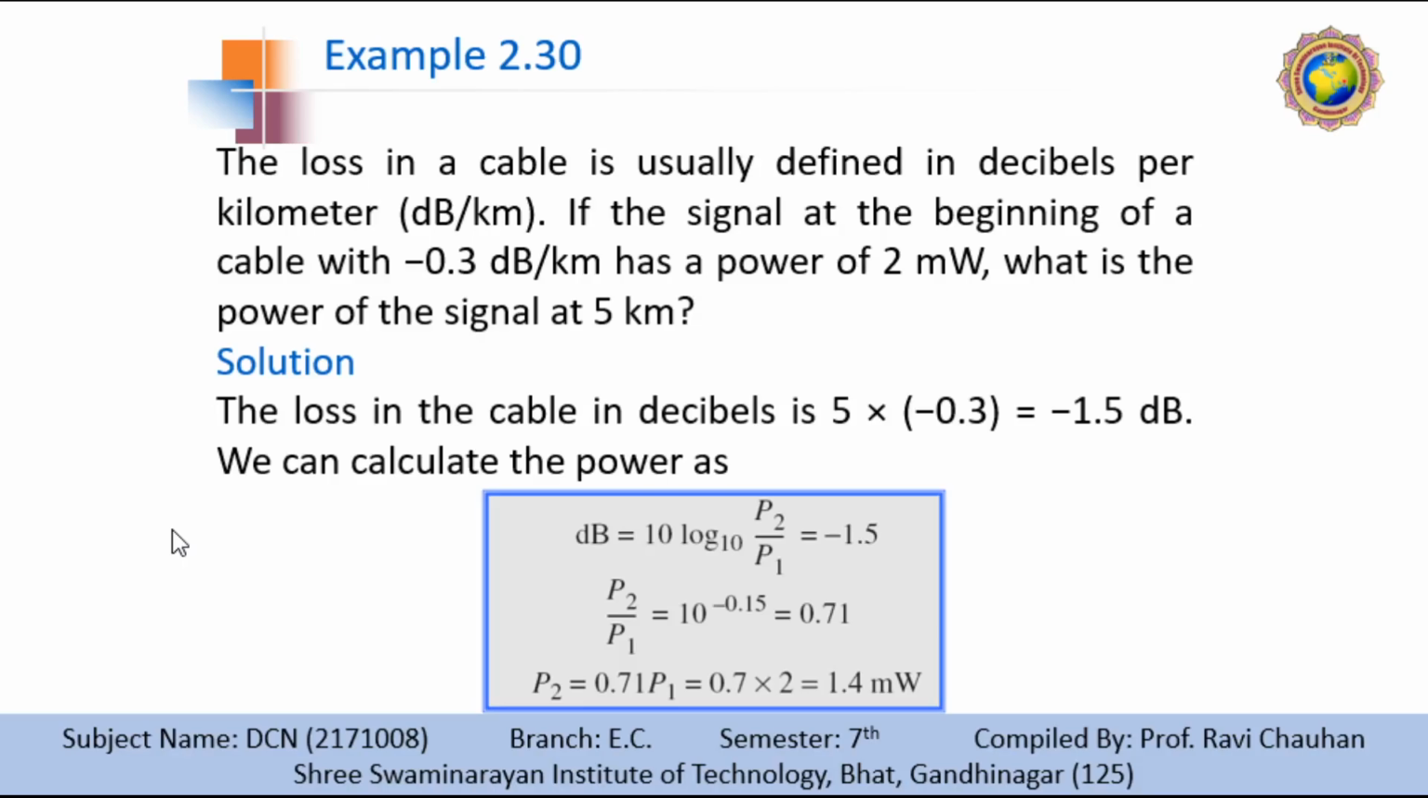So the loss in the cable in decibels is 5 times 0.3, because 5 kilometers is there, so minus 1.5 dB. Then we calculate the power: dB is equal to 10 log base 10 of P2 upon P1, which is equal to minus 1.5. Then P2 upon P1 is equal to 10 raised to minus 0.15, which is equal to 0.71. So P2 is equal to 0.71 times P1, and P1 we have as 2 milliwatt, so we can say it is 1.4 milliwatt.